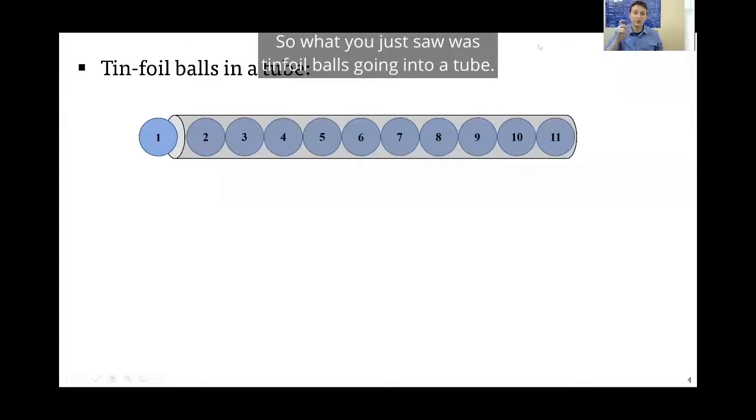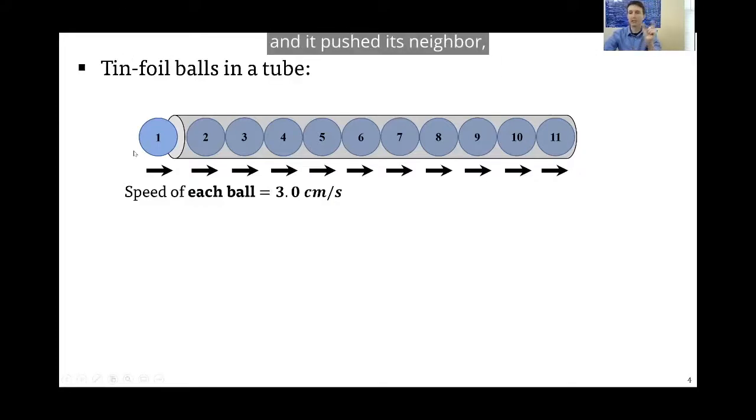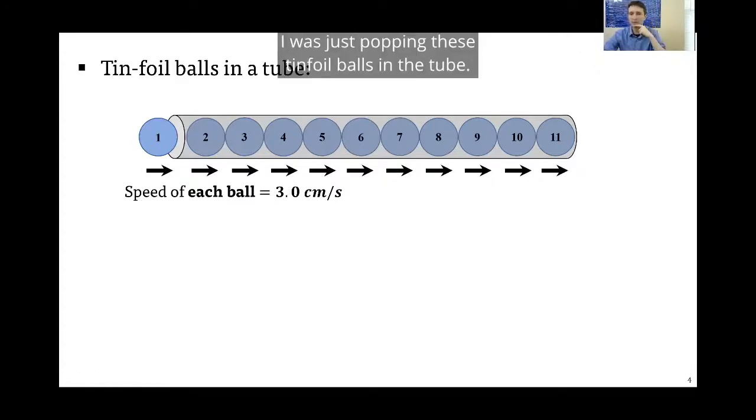So what you just saw was tinfoil balls going into a tube. The size of those tinfoil balls was about 3 centimeters. So as I pushed one in, it pushed its neighbor, and it pushed its neighbor, and it pushed its neighbor. And the speed of each ball was about 3 centimeters per second. 1,000, 2,000. I was just popping these tinfoil balls in the tube.